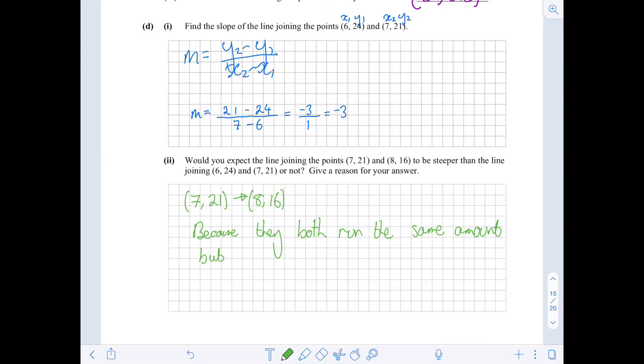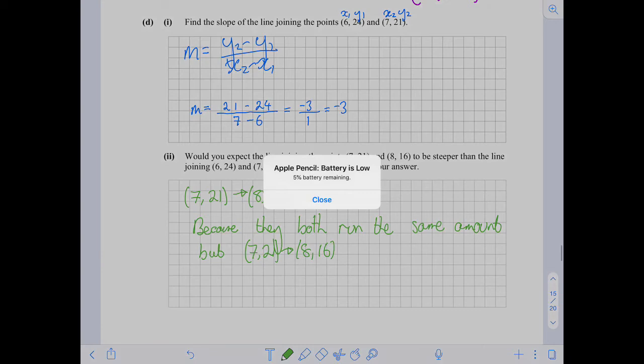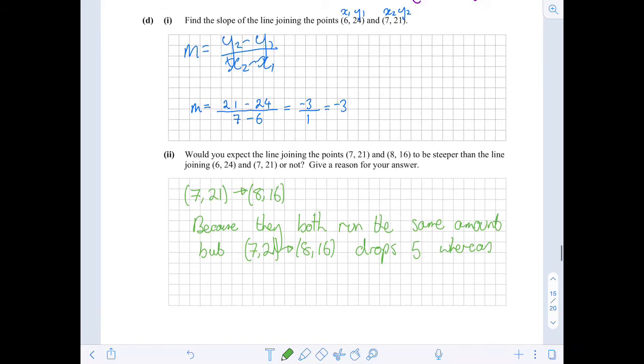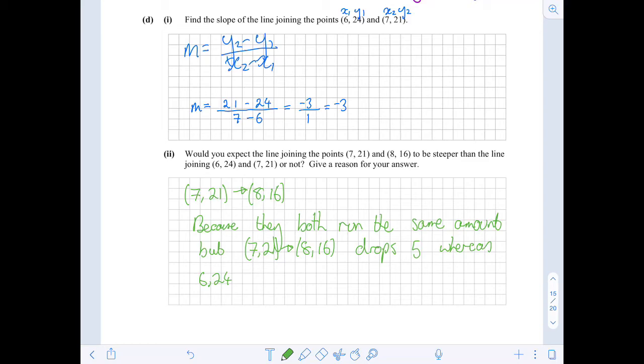But 721 to 816 drops 5, whereas 624 to 721 drops only 3.